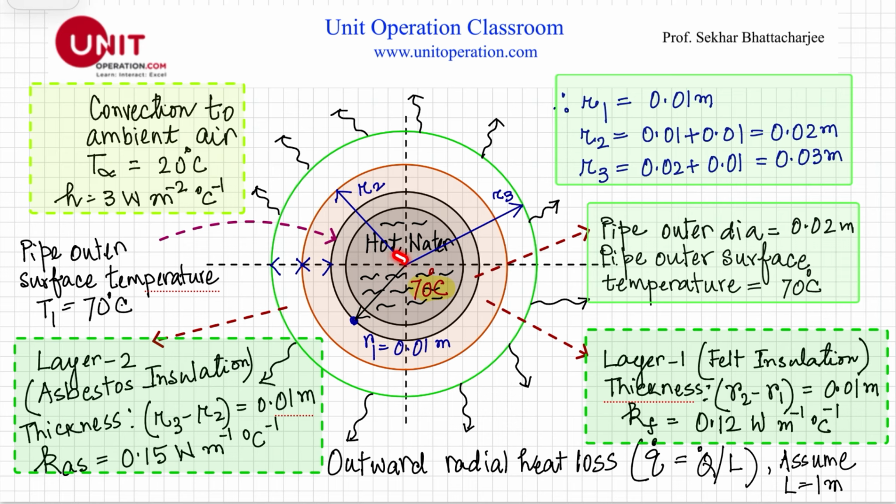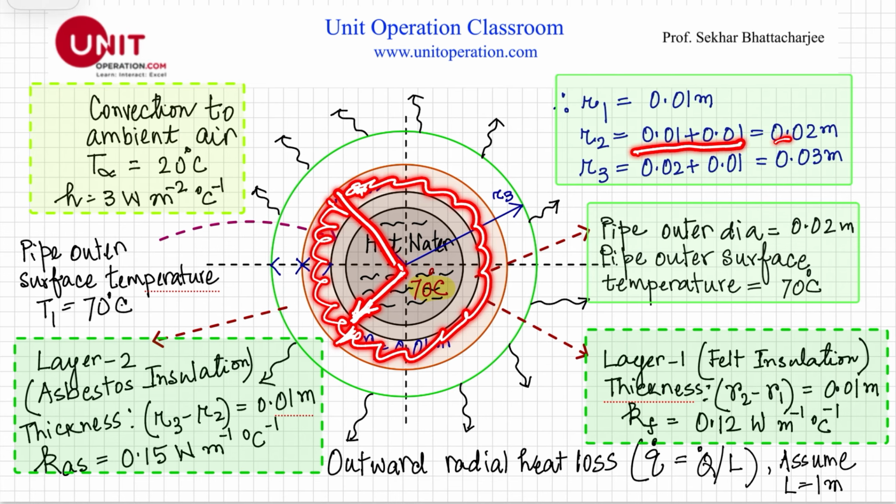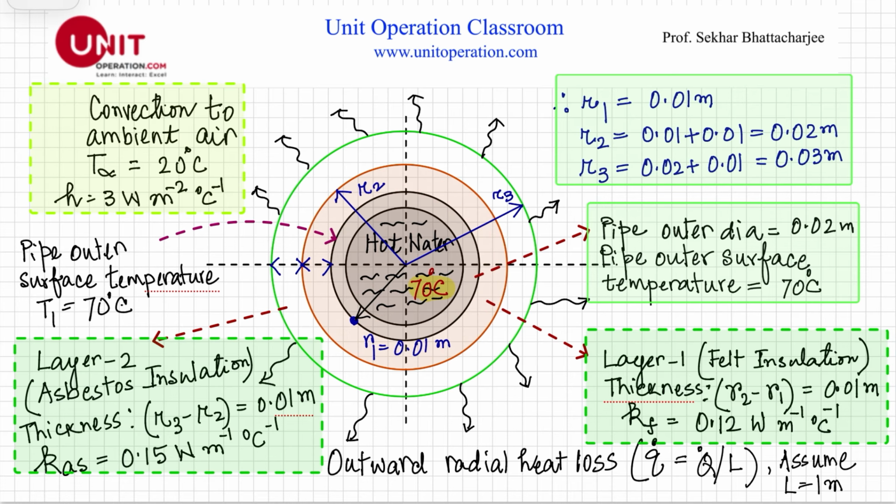So what would be R2? Each layer is 0.01 thick. So this is my felt material, the felt material on top of this pipe, and it has a thickness of 0.01. So the radius here would be 0.01 plus another 0.01, that is 0.02 meter, okay?